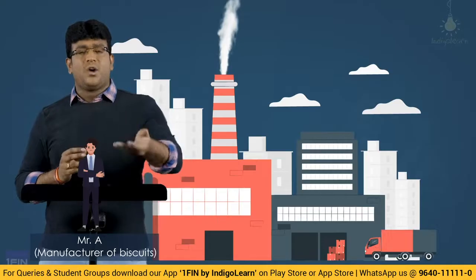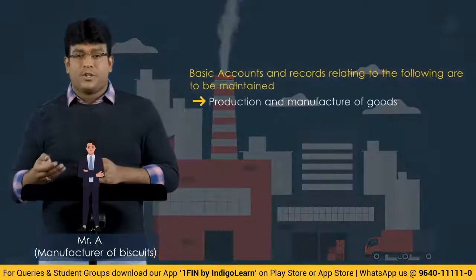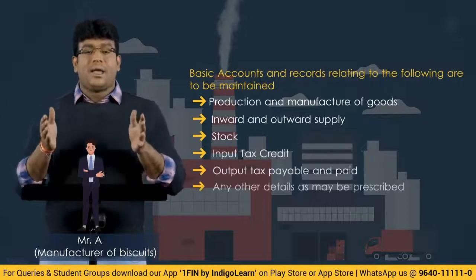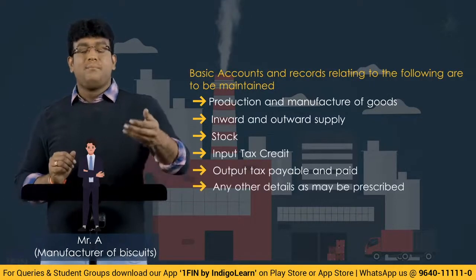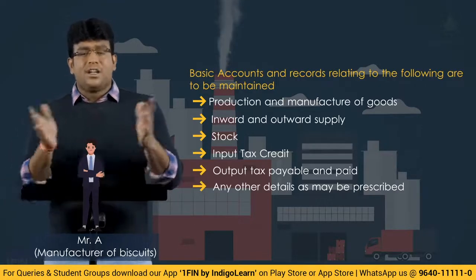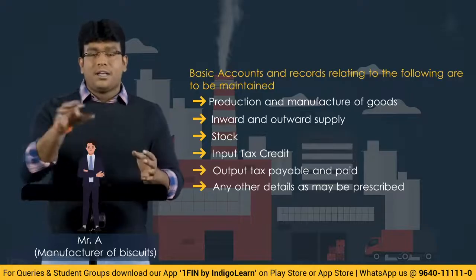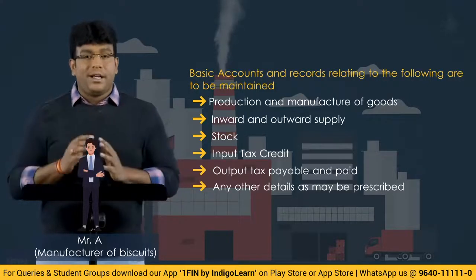We know the general records that are required to be maintained, that is the details of production or manufacture of goods, details of inward supply, outward supply, details of stock of goods, and details of input tax credit, details of output tax payable and paid. This is a general point, or general records, that every registered person is required to maintain.